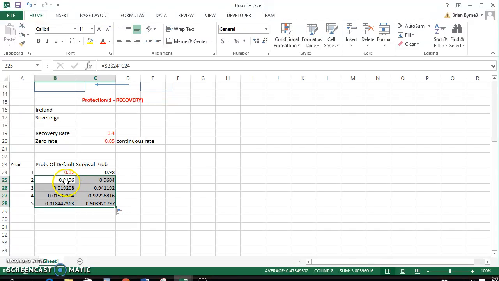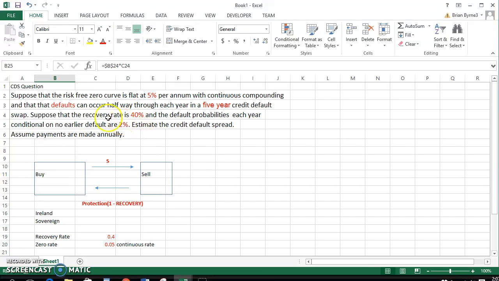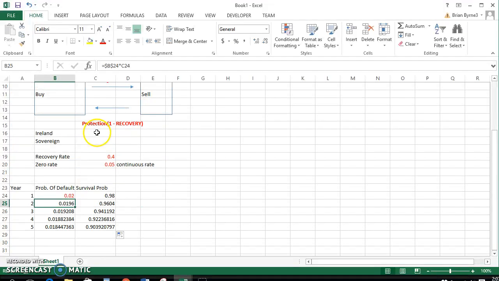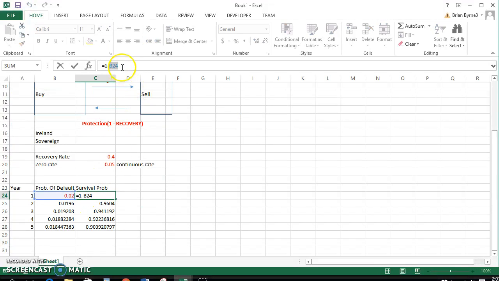over the period. So if there was a 2% level of default each year, conditional on no earlier default, then the probability of surviving year 1 would obviously be 1 minus 2%, which is 98%. So the probability of surviving year 1 is 98%. The probability of surviving up until the end of year 2 would be 0.98 by 0.98.